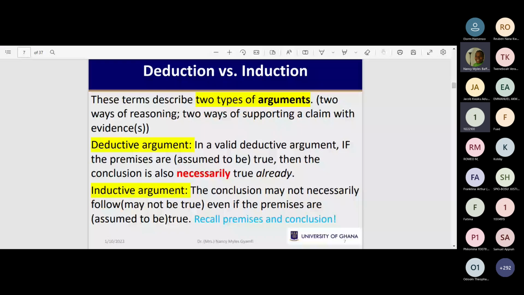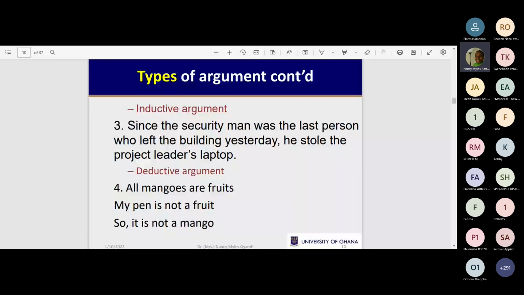Back to where I was. I just said, if it were true that the security man was the last who left, we took that to be true. It has not said it is true. But if we were to grant it to be true that he left the building last yesterday, does it necessarily mean that therefore he stole the laptop? Back to our understanding of induction versus deduction. The answer is no, not necessarily. We can accept it to be true that he was the last person who left the room. It doesn't necessarily mean we have to, or we are obliged to also accept that therefore he stole the laptop.